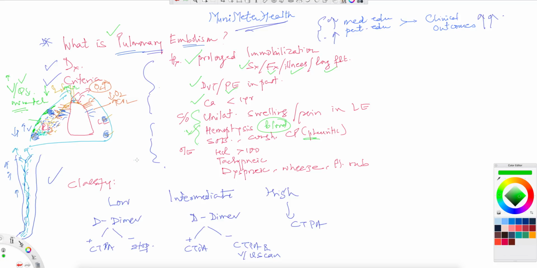Now on examination, you'll find the heart rate will go up. It'll be more than 100. As I said, tachypneic means the respiration normally is about 16 to 18. Here it could be 30. So it could be 30, 25, anything more than 18 will be tachypneic. And dyspneic because it's very, very difficult for them to breathe. They have experienced difficulty in breathing.